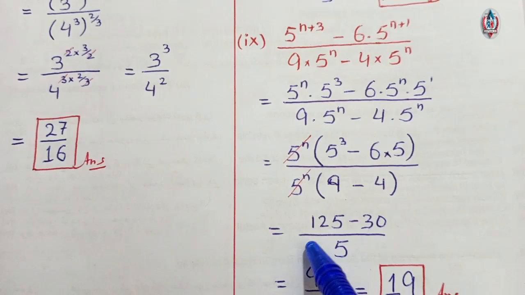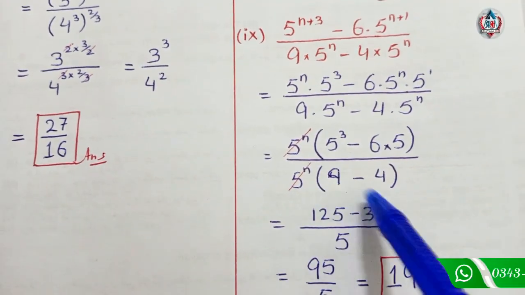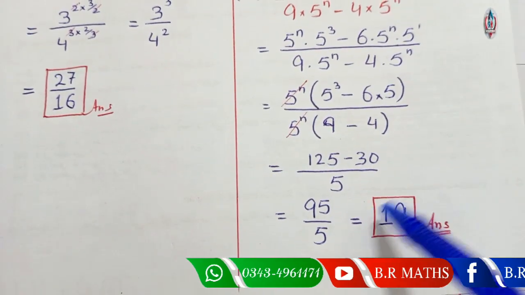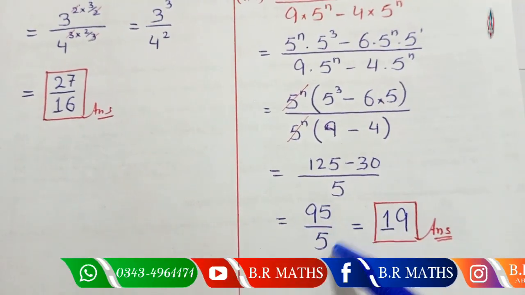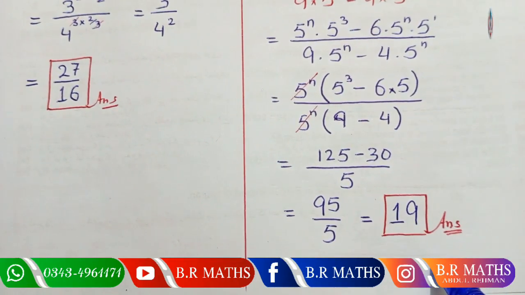5 raised to power 3 becomes 125, minus 6 5s are 30, and 9 minus 4 becomes 5. 125 minus 30 divided by 5, 95 divided by 5, cancel with each other, and the result is 19.